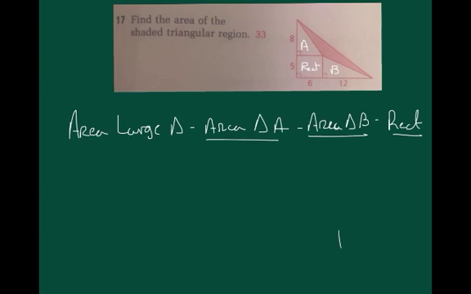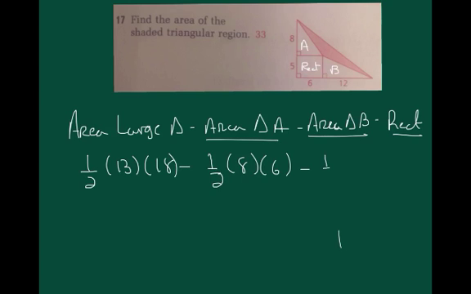The area of the large triangle is 1/2 the height, which is 13, times the base, which is 18, minus the area of triangle A, which is 1/2 the height, which is 8, times the base, which is 6, minus area B, which is 1/2 the height of 5, times the base of 12, and then finally the rectangle is 5 times 6.